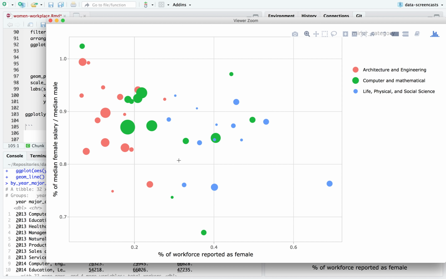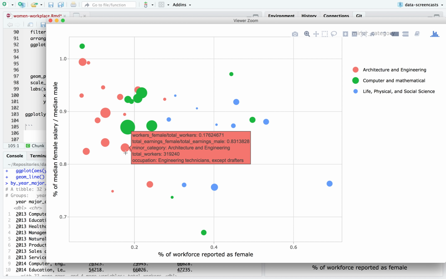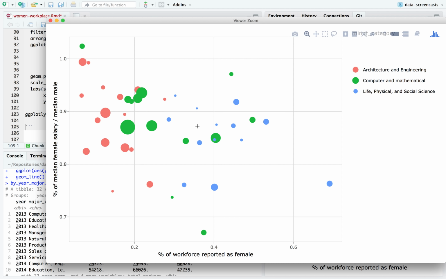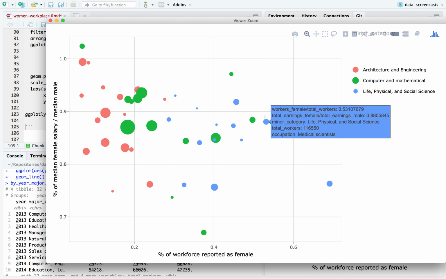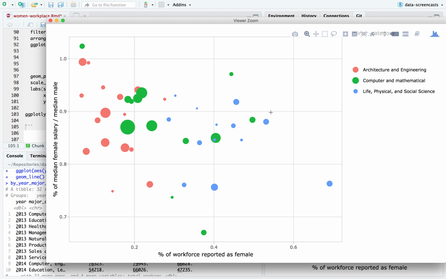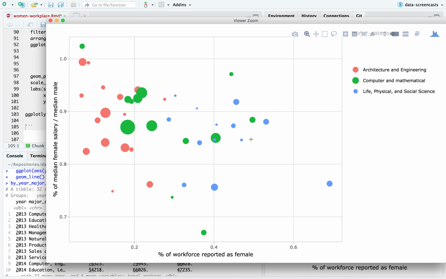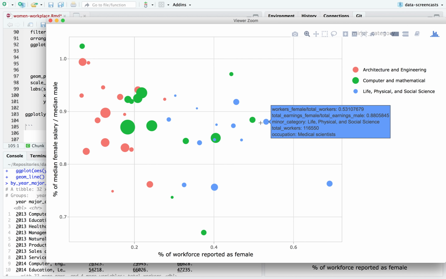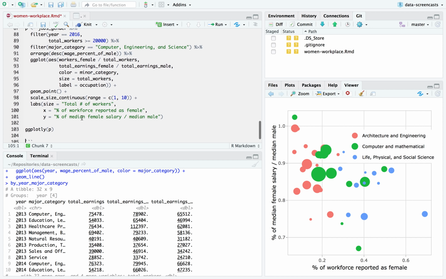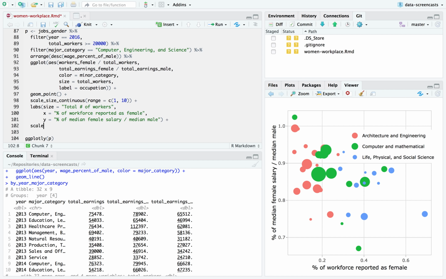Within categories, we see architecture engineering tends to be the least female, followed by computer mathematical, and life physical social sciences, the highest fraction female, though with the exception of psychologists, still not generally reaching gender parity.